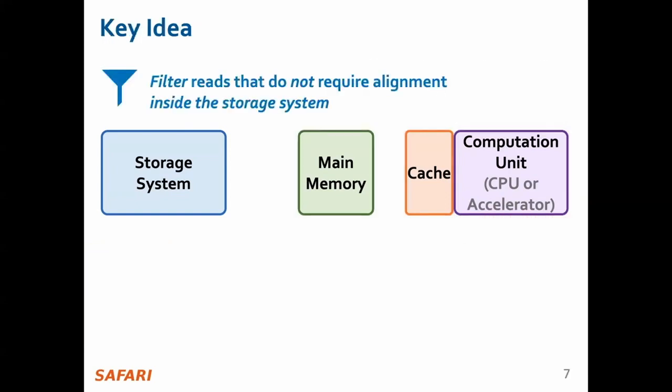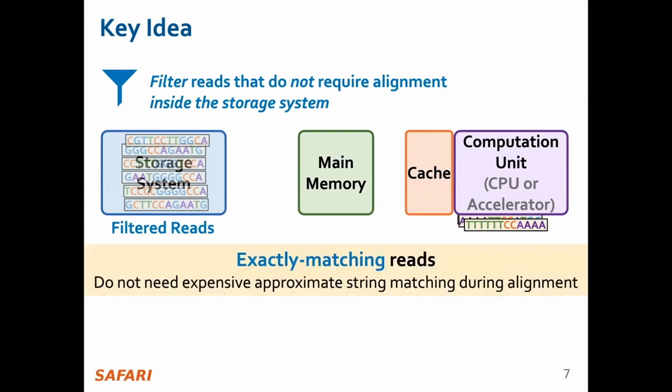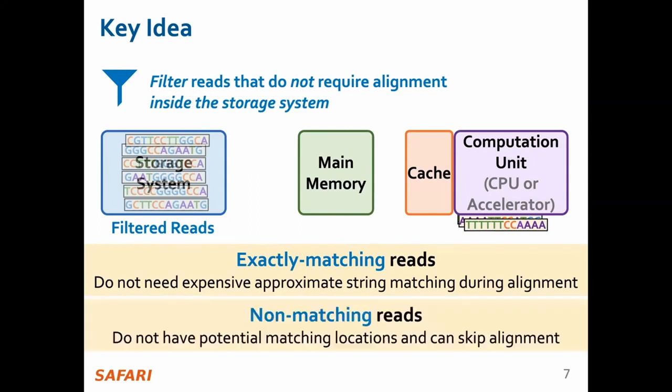So the key idea of our work is to filter reads that do not require alignment inside the storage system, so that we can fundamentally reduce the cost of data movement from the storage system to the rest of the system. Examples of reads that would not require this expensive computation are exactly matching reads, which do not require expensive approximate string matching during the alignment because they would exactly map to the reference genome, and non-matching reads, which are reads that do not have any matching location in the reference genome, and therefore do not need alignment because there's no location in the reference genome to align to.